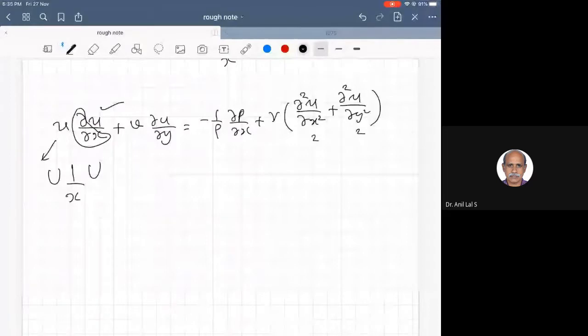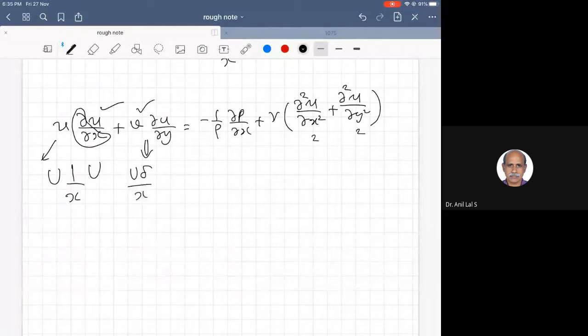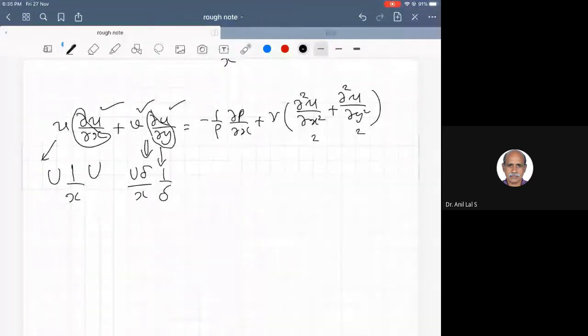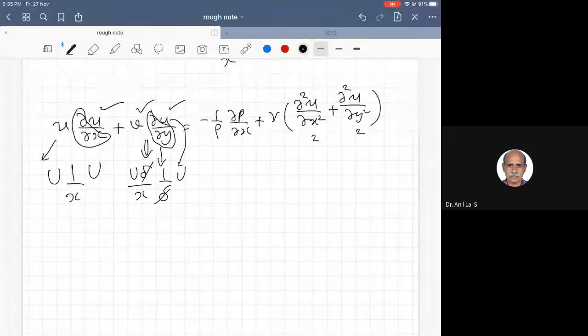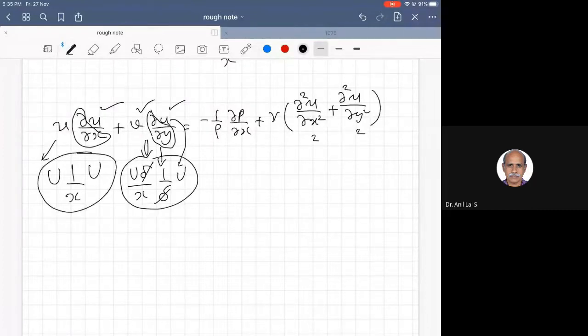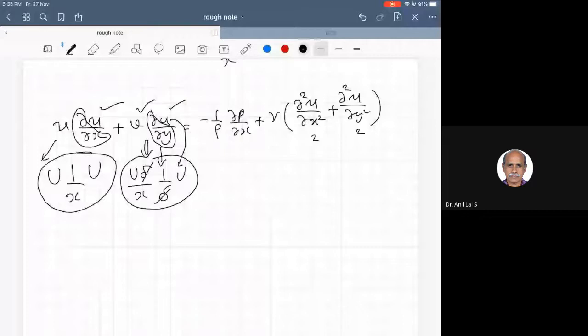The second term: v is of the order of U delta by x, from the previous analysis. ∂/∂y is of the order of 1 by delta, and this u is of the order of capital U. Delta cancels. So this is U squared by x. This is also U squared by x. Both the terms will be equally contributing; we cannot say one is much higher than the other. Both are of nearly equal order of magnitude.